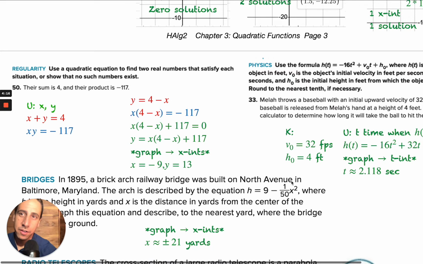Regularity. Use a quadratic equation to find 2 real numbers that satisfy each situation, or to show that no such numbers exist. So, that's 2 numbers with a sum of 4 and their product is -117. What are the 2 numbers?